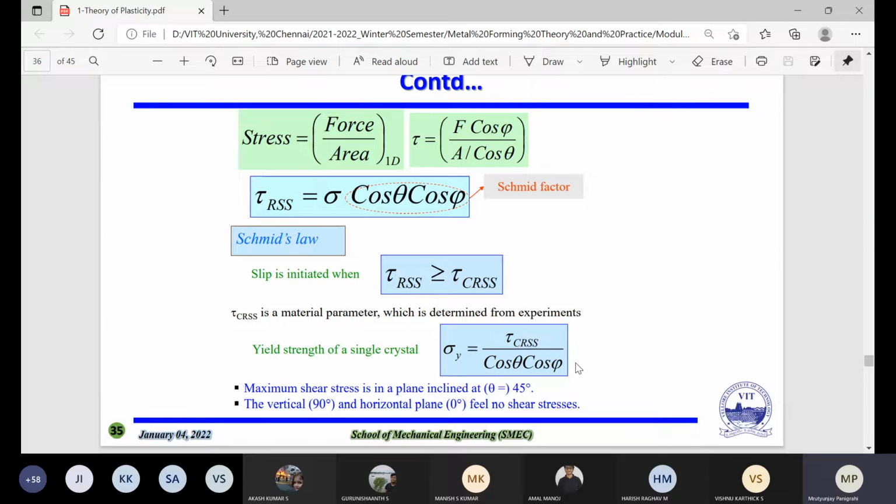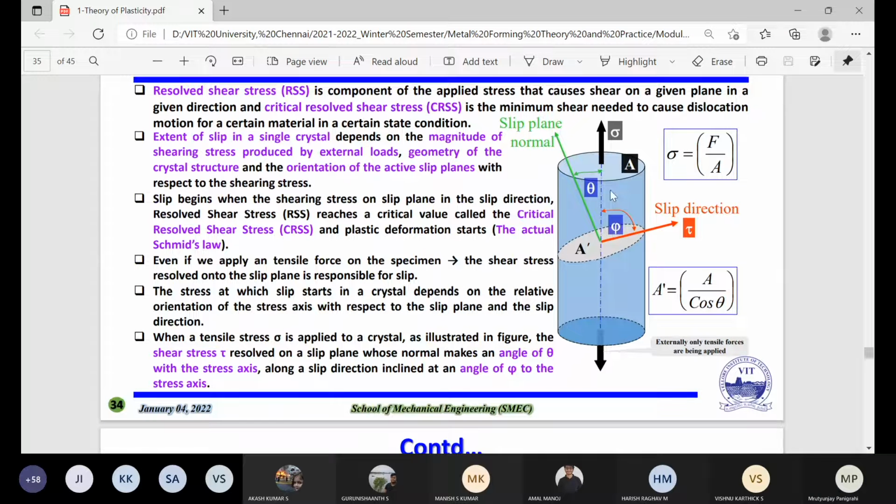If you want to write what theta and phi are: tau equals the shear stress. Again, tau equals the shear stress. Theta is the angle the slip plane normal makes with the applied stress, and phi is the angle the slip direction makes with it. In some places it is mentioned as gamma.